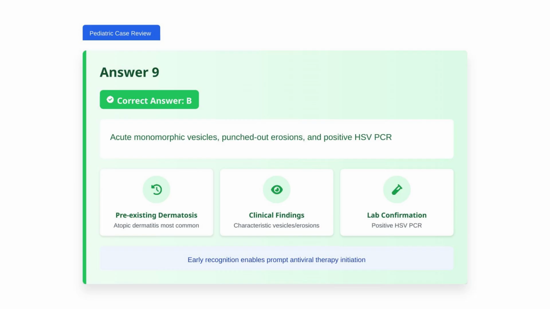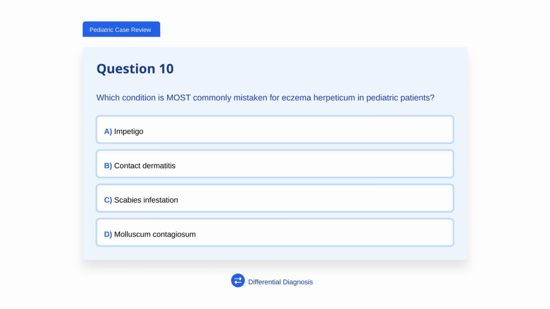The combination of acute monomorphic vesicles, punched-out erosions, and positive herpes simplex virus PCR is most consistent with the diagnosis of eczema herpeticum. This condition represents the triad of pre-existing dermatosis, characteristic clinical findings, and laboratory confirmation of herpes simplex virus infection. Early recognition of this pattern is crucial as it facilitates prompt initiation of antiviral therapy, which significantly impacts outcomes. Which condition is most commonly mistaken for eczema herpeticum in pediatric patients?